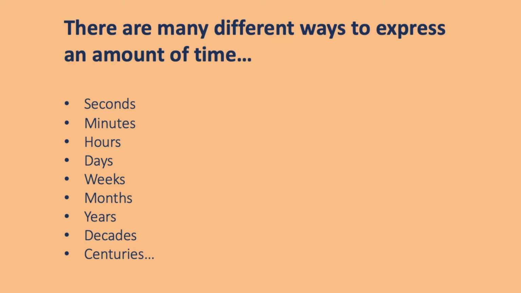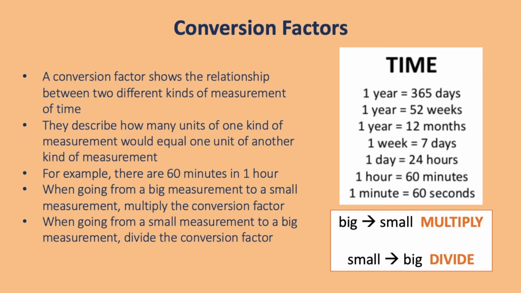It's very useful. To convert between all the different kinds of measurement units for time, you have to use a conversion factor, which shows the relationship between the two different measurements. They describe how many units of one kind of measurement would equal 1 unit of another kind of measurement. So, for example, there are 60 minutes in 1 hour, 60 seconds in 1 minute, 24 hours in 1 day.